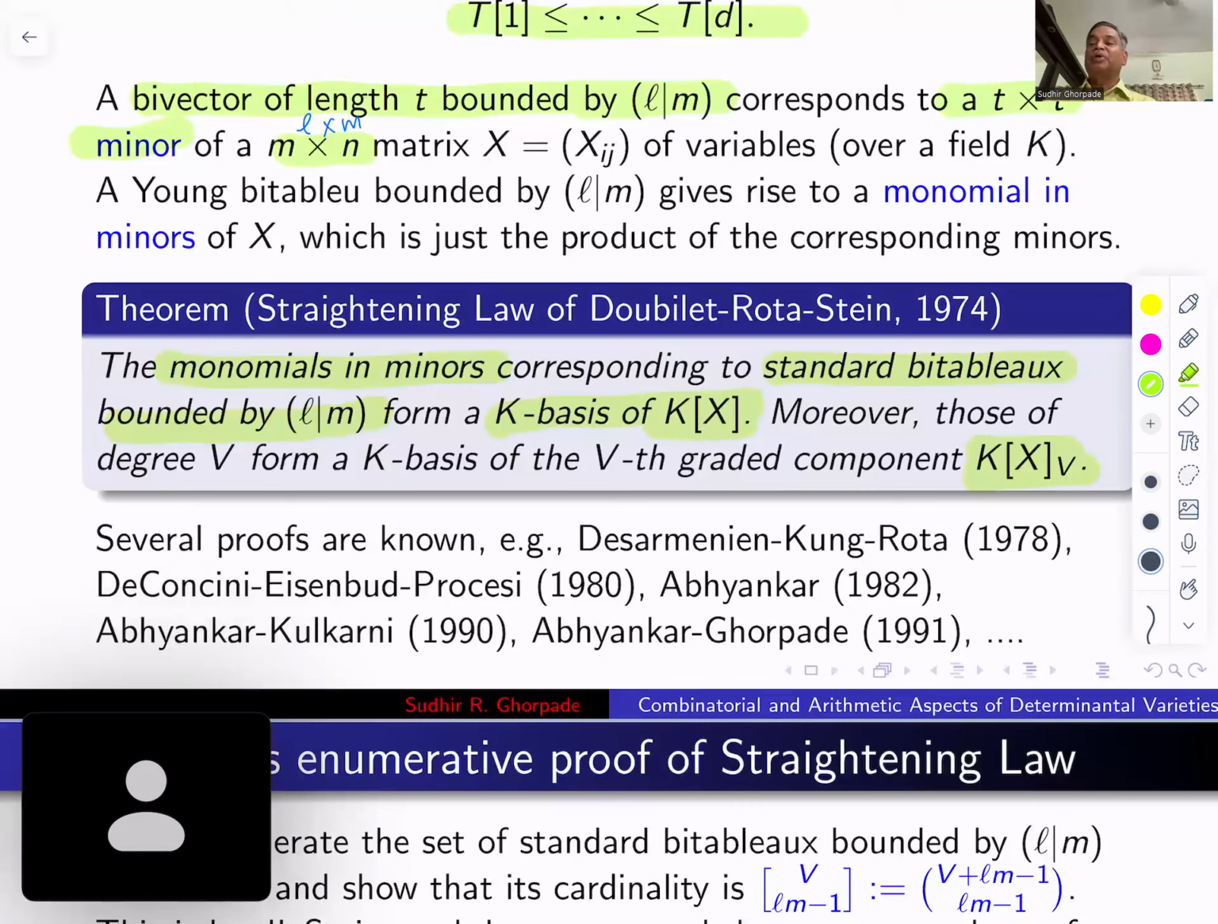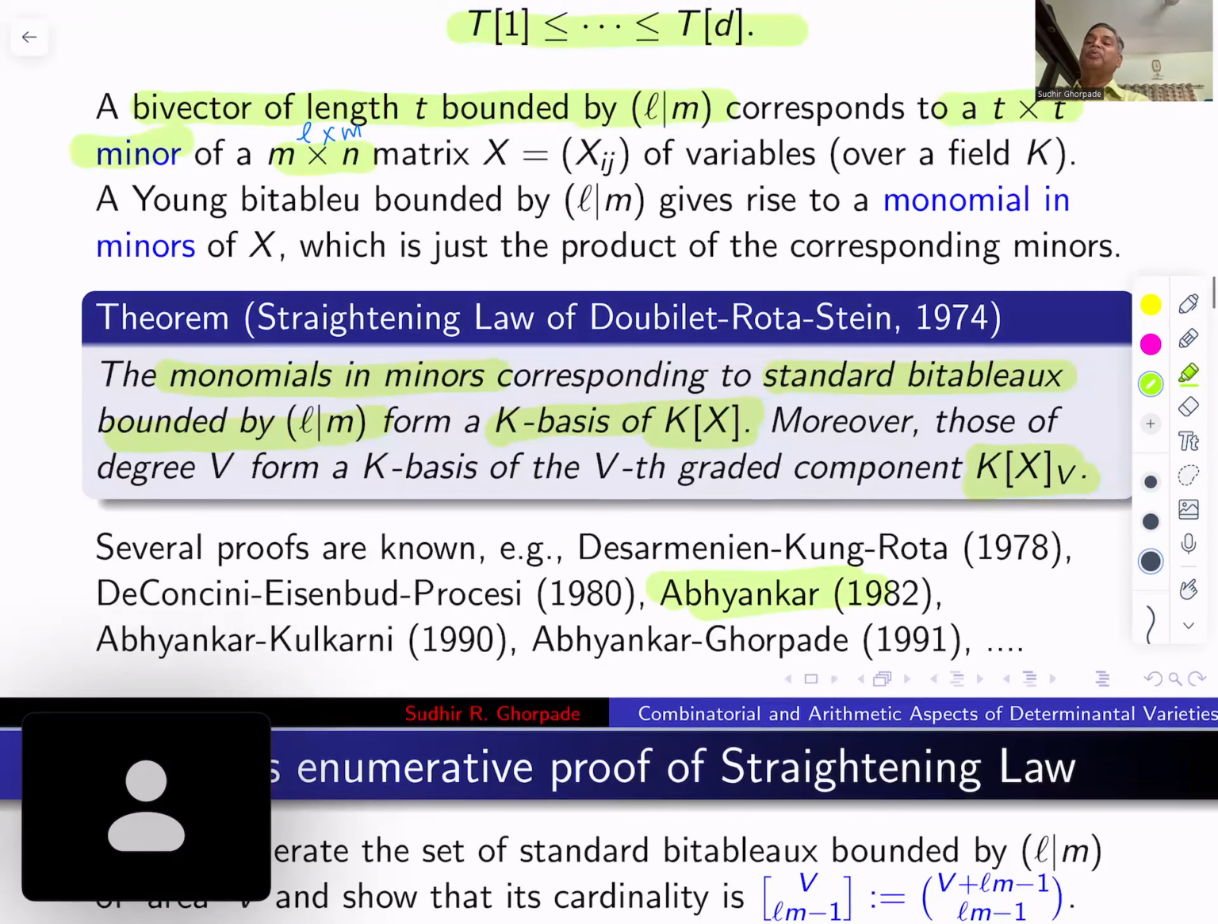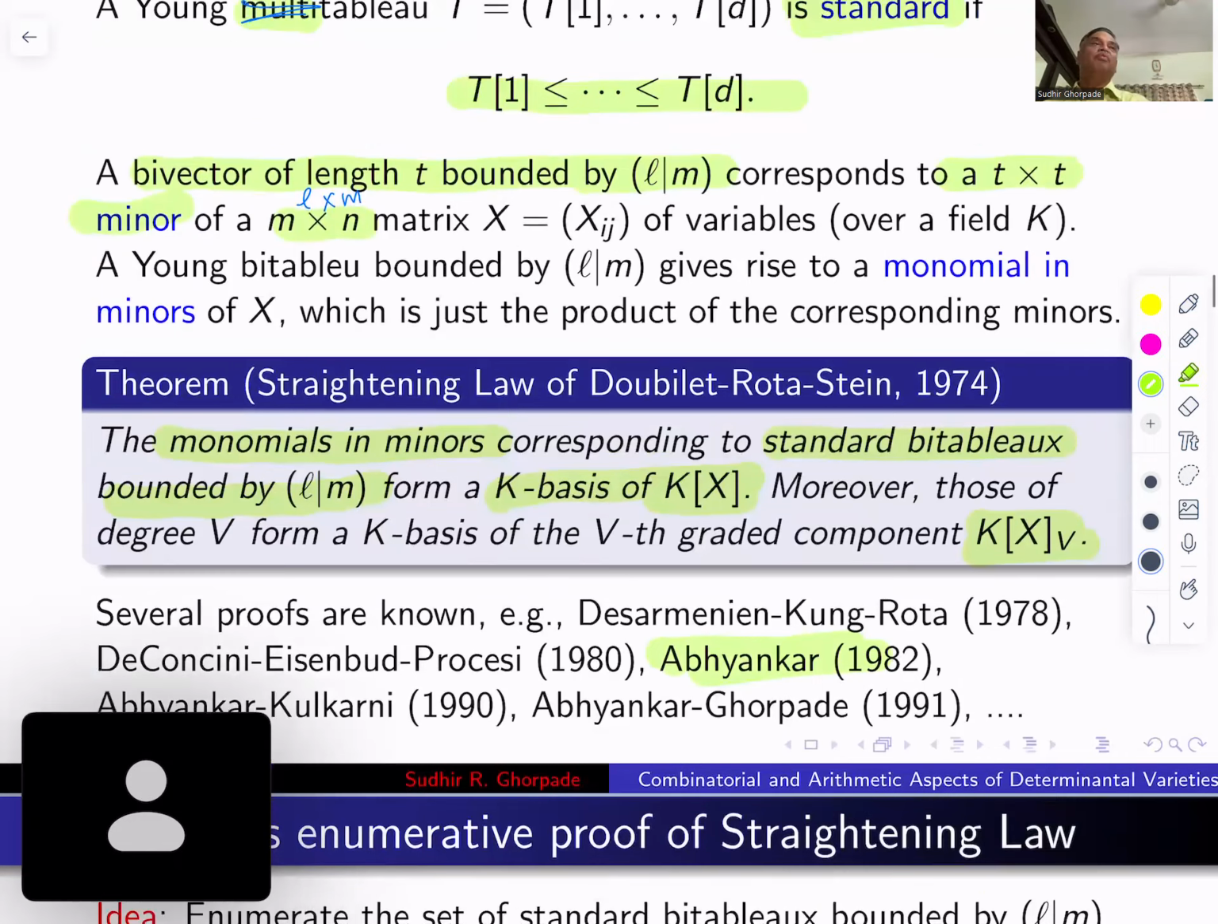So I'm going to talk a little bit, especially about the proof of Abhyankar, because it has some nice dividends, as I shall explain. So what was his idea? Normally, when you want to prove something is a basis, what do you do? You show that it is linearly independent, and you show that it generates. But what Abhyankar did was, instead of looking at the polynomial ring K[x], which is an infinite dimensional vector space, he looked at the graded component K[x]_v.